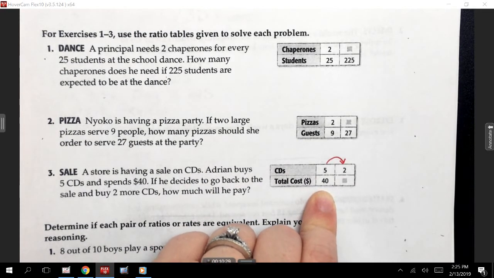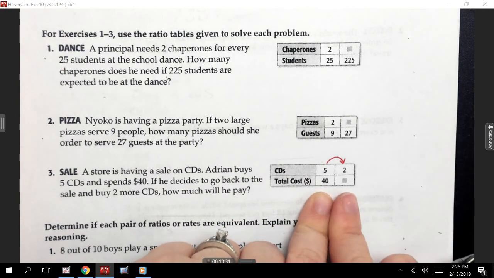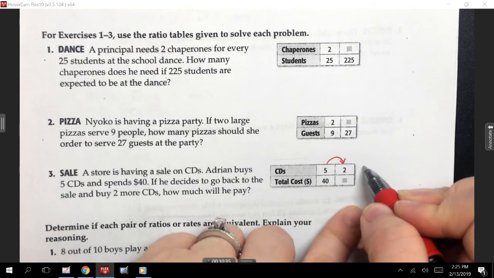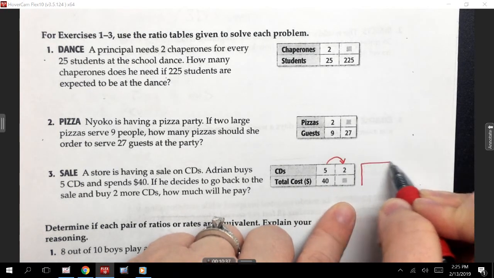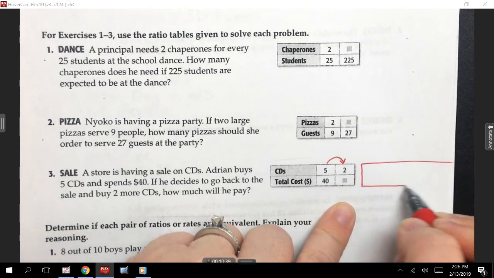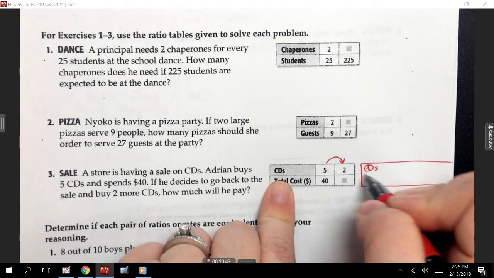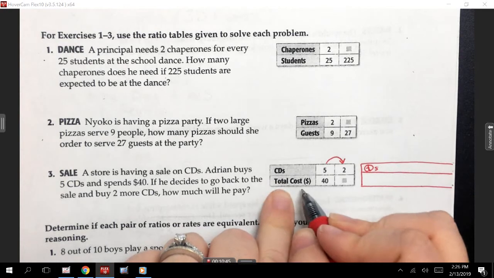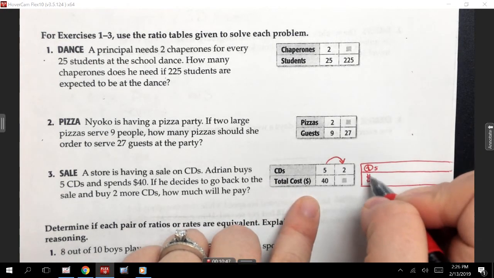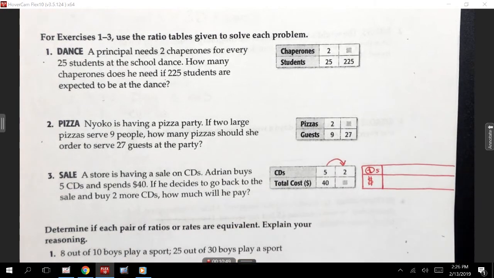Not a whole number. But this doesn't give me any space, does it? On your test, I've given you charts with space. So what I want us to do, guys, is draw this chart out to the side. I'm not going to draw it as neatly as they did. Instead, I'm going to write CDs on top, just like they have, and on the bottom where it says total cost, I'm just going to put a dollar sign. So I'm shortening it a little bit.